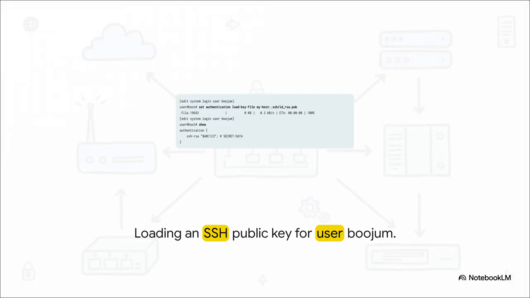Let's actually look at a practical example of this. Here's the exact command used to load a secure SSH public key string for a user account named Boojum. By pulling the key file directly into the configuration like this, you guarantee a robust level of access control that totally bypasses the need for typed passwords.